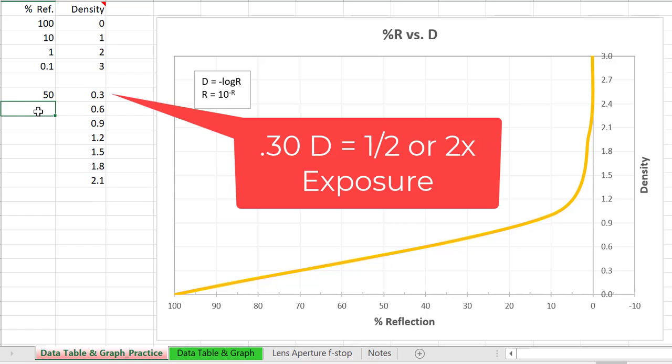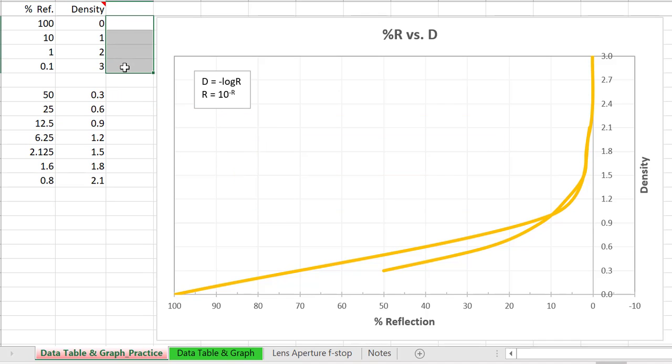So half of 50 is 25, half of 25 is 12.5, half of that is 6.25, half of that is 3.125, half of that is 1.6, and half of that is 0.8. So these rules go together. Let's color code this for a second here. These rules go together.